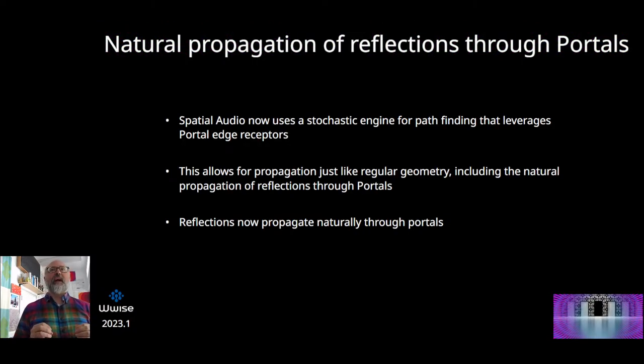But spatial audio now uses a stochastic engine for pathfinding that leverages portal edge receptors, essentially allowing for the propagation just like regular geometry. And this includes reflections through portals. So reflection paths passing through portals are now much more accurate. They may reflect off of walls on either side of the portal, including walls in an intermediate room between two portals.